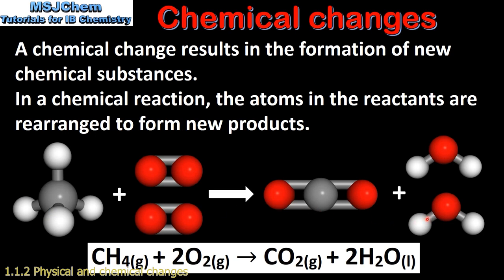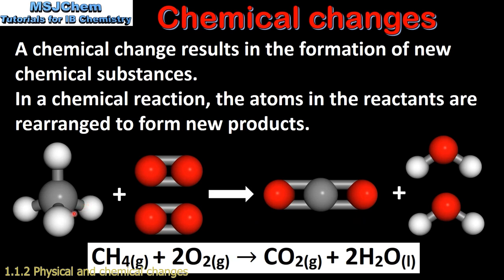The first thing we notice about this reaction is that there are the same number of atoms in the reactants as there are in the products. The law of conservation of mass states that in a chemical reaction, matter is not created or destroyed. The second thing we notice is that the atoms of the reactants have been rearranged to form new products.